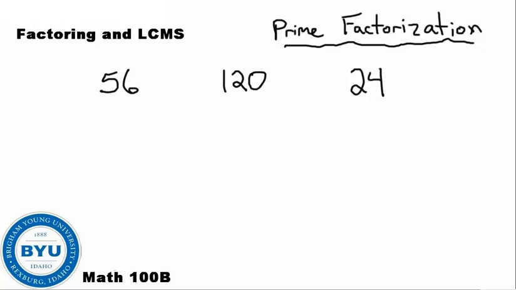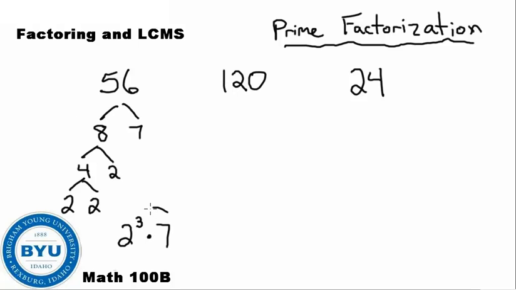Okay, welcome back. We'll go ahead and work on these problems here. I know that 56 is 8 times 7. 8 breaks down into 4 and 2, and 4 breaks down into 2 and 2. So we have 3 2's, so I would write 2 cubed times the number 7. That's the prime factorization of 56.